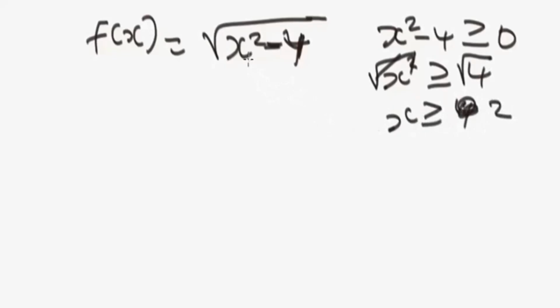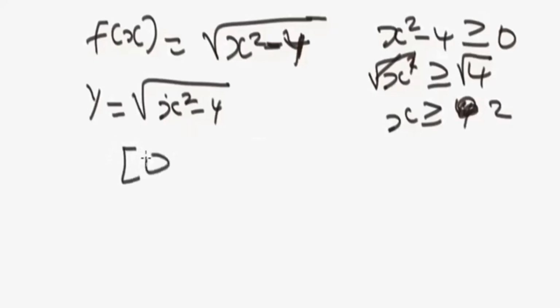So that means the range of this function y equals the square root of x squared minus 4 will be, when you plug in 2 here, 2 squared is 4, minus 4 is 0. So the range of this function will be all the numbers from 0 to infinity, including 0. So that will be the range of this function. So let's write this and solve another problem.